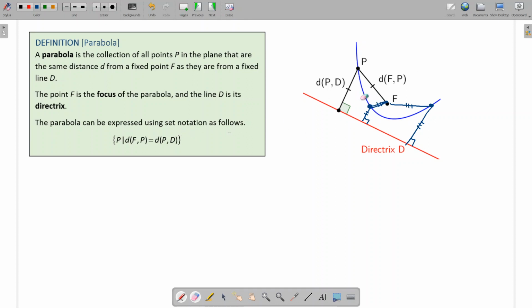So you could denote this in set builder form. Over here we said it's the set of all points P such that the distance between F and P is equal to the distance between P and the directrix. So in this section we're going to be using this notation, kind of like a function notation, to denote distance.